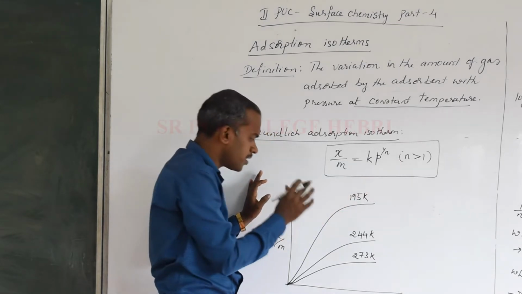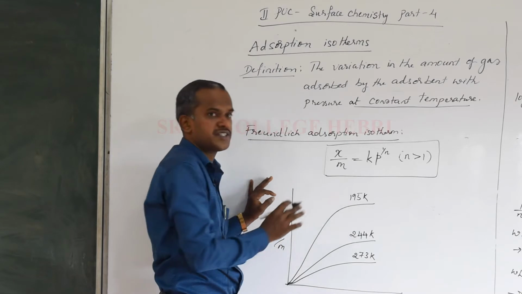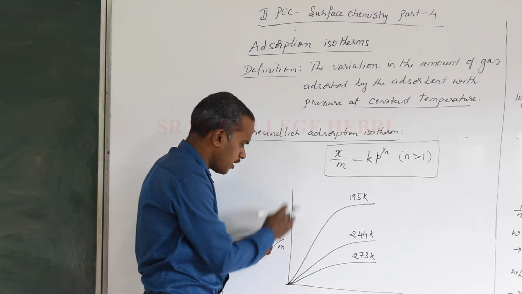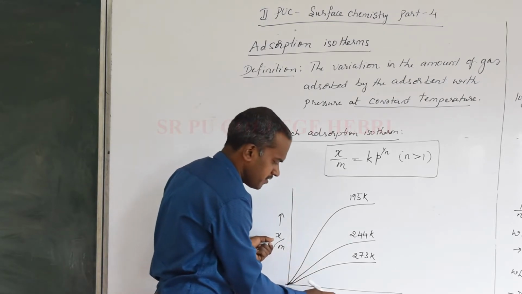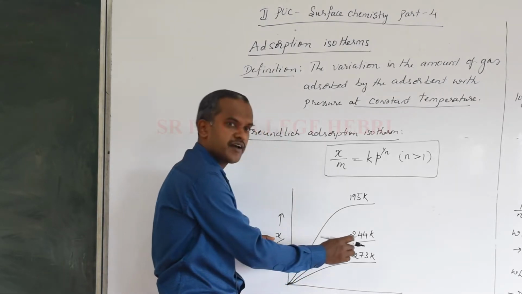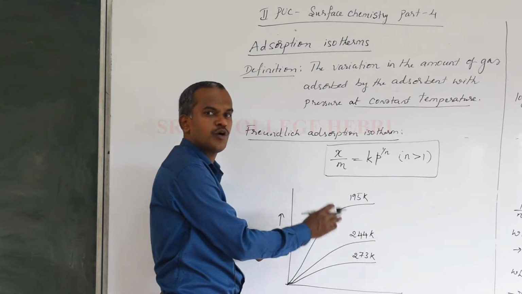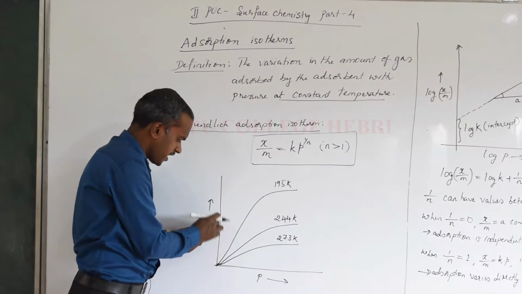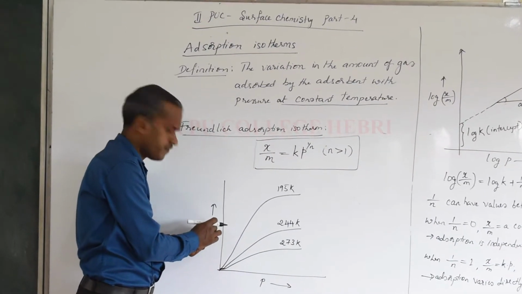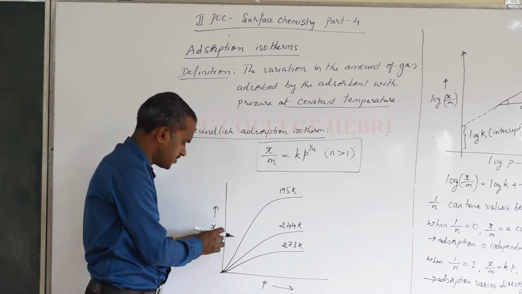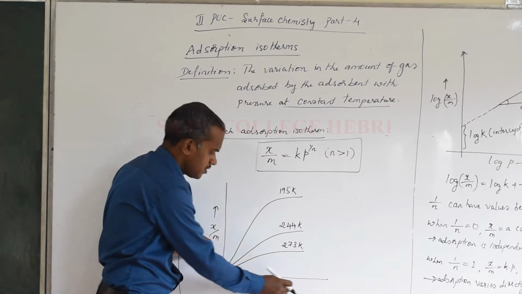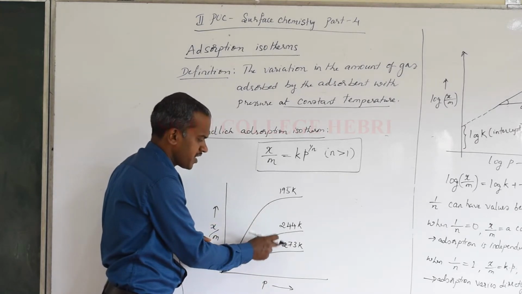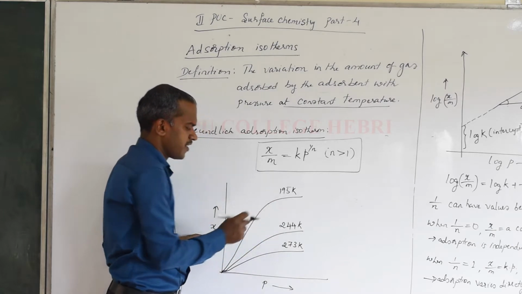Now one more important thing you can understand from this Freundlich's adsorption isotherm: if you plot a graph taking x/m along the y-axis and p, that is pressure, along the x-axis, you can get the graph like this. So look at the graph. In the graph, what is visible to you? What I took on the y-axis is x/m, the mass of adsorbate on the unit area of adsorbent. Pressure along the x-axis. So look at the three different temperatures: 273 Kelvin, 244 Kelvin, 195 Kelvin.